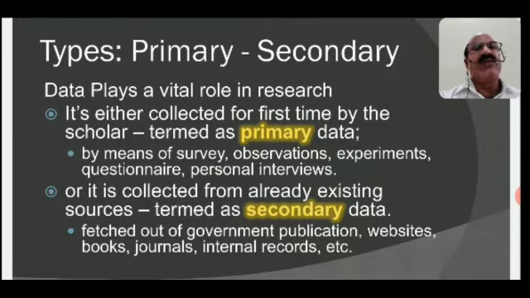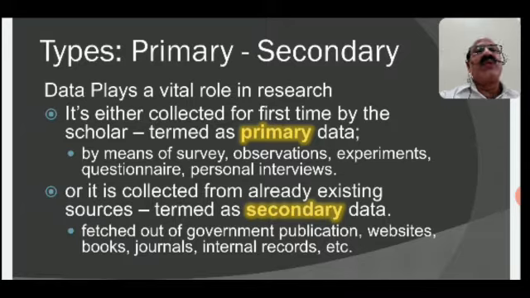So you are not using any intermediary or hierarchy of collection of data. It means you are going for a survey, or you have collected data through observations, or you have done some experiments in your lab also. Then you have prepared a questionnaire and you have gone to the field to collect it. Then you can also include personal interviews, as in the schedule. These are primary data.